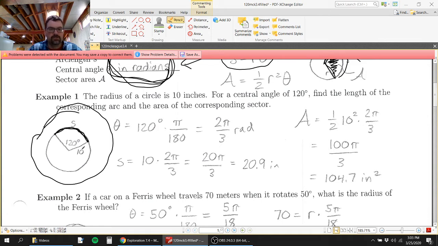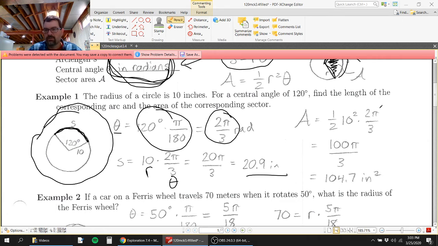All right, well, you can just use s equals r theta, provided theta is in radians. So we do our conversion. There it is in radians. s equals r theta, multiply them out. There's your answer. And area is really just a plug and chug thing. Once you got your angle in radians, plug it in the appropriate places, punch it out. There it is, 104.7, and notice inches squared because that's an area.